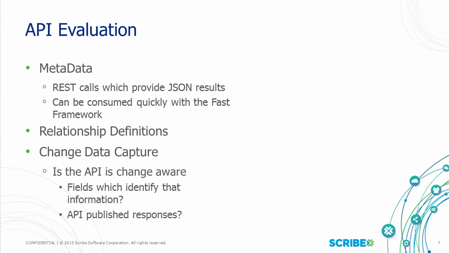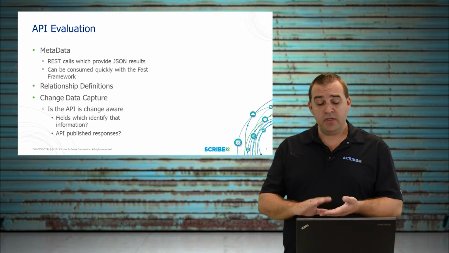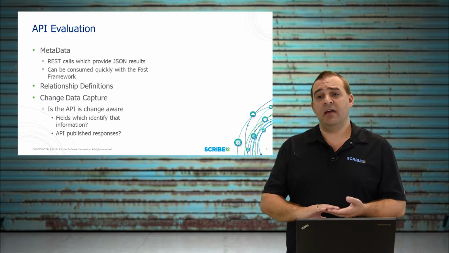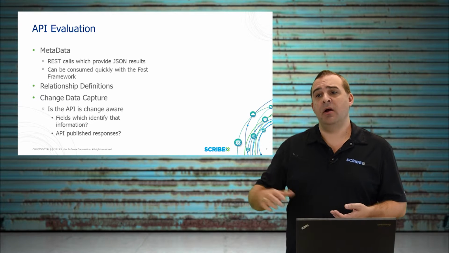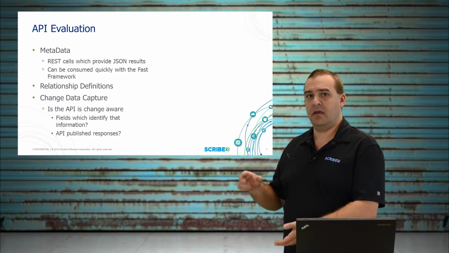The next thing we want to know is, is an application or an API change aware? Now, change aware is very important because we don't want to have to go back to an application and always get the entire data set and process through it. What we'd like to be able to do is the first time through, maybe we get the entire data set and process through it. But going forward, after we've got our solution in place, we only want to deal with the changed data. That way we're not running as many records through the process.